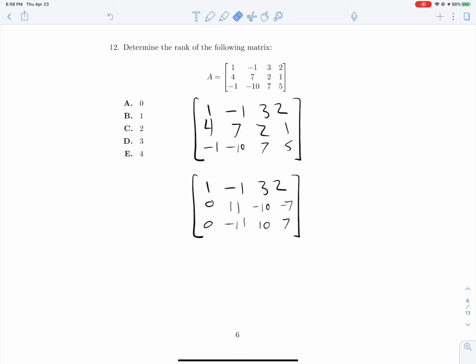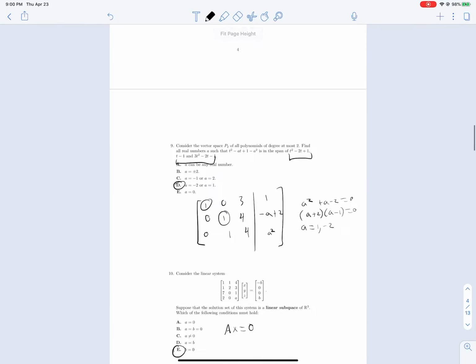Well, look at that. Let's multiply this row by negative 1 and subtract it from row 3. We get 0, 0, 0. Pivot position, pivot position. Our rank is 2. 12 is C.